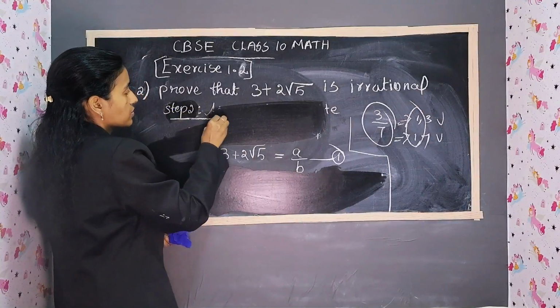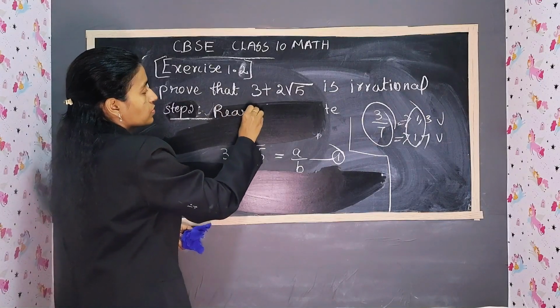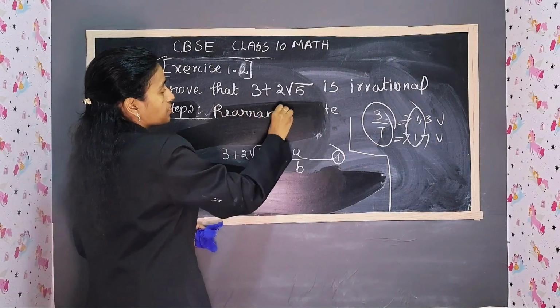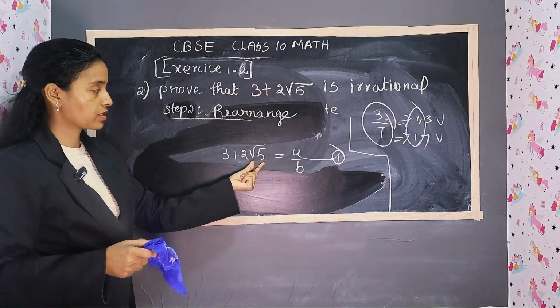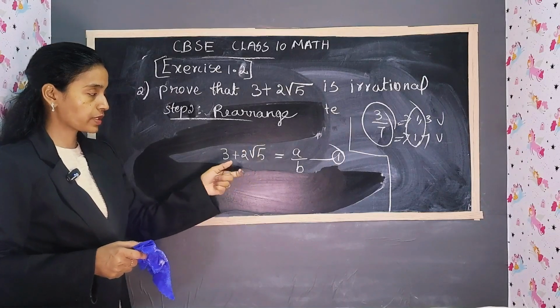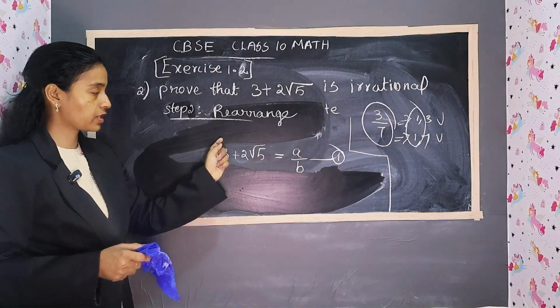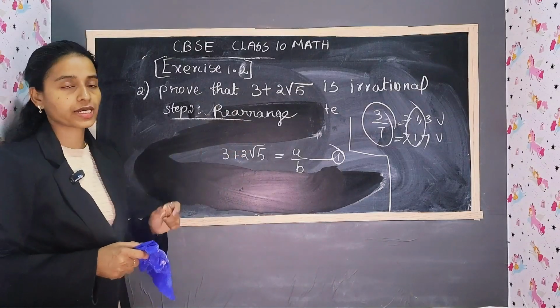Step 2 is rearrange. What is rearrange? The square root term, this 2 square root of 5, should be here and all other remaining parts should go there. Okay, that is called rearrange.